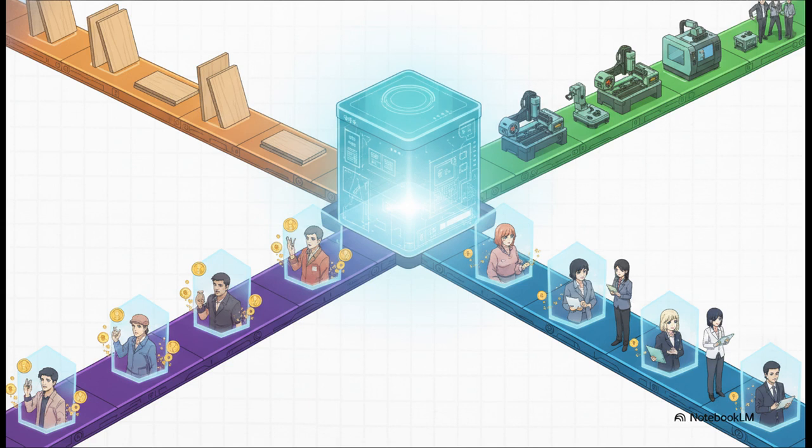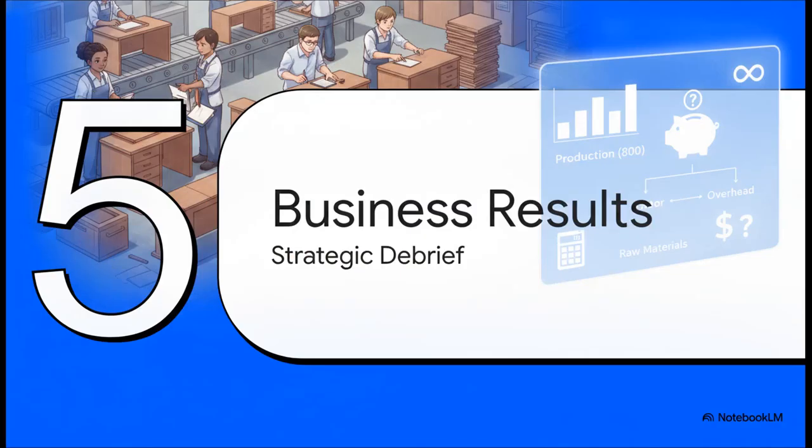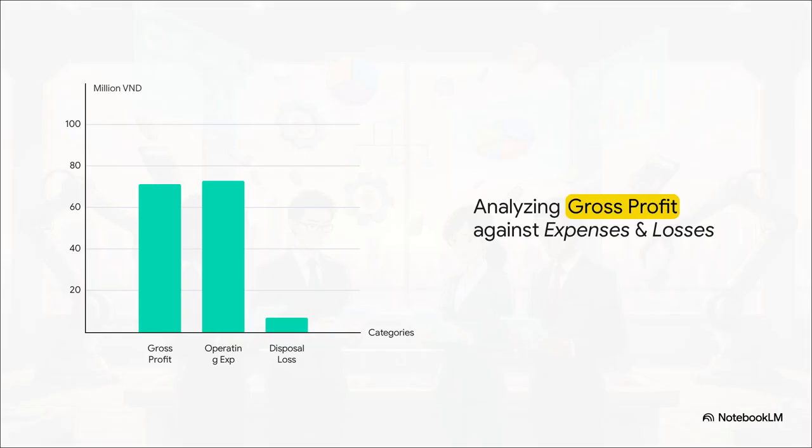We take all these costs, transfer the whole lot into account 154, apply our formula, and we can nail down the exact manufacturing cost for those 800 desks. Let's look at the big picture now, in Section 5, Business Results and the Strategic Debrief. Producing the batch is really only half the battle.